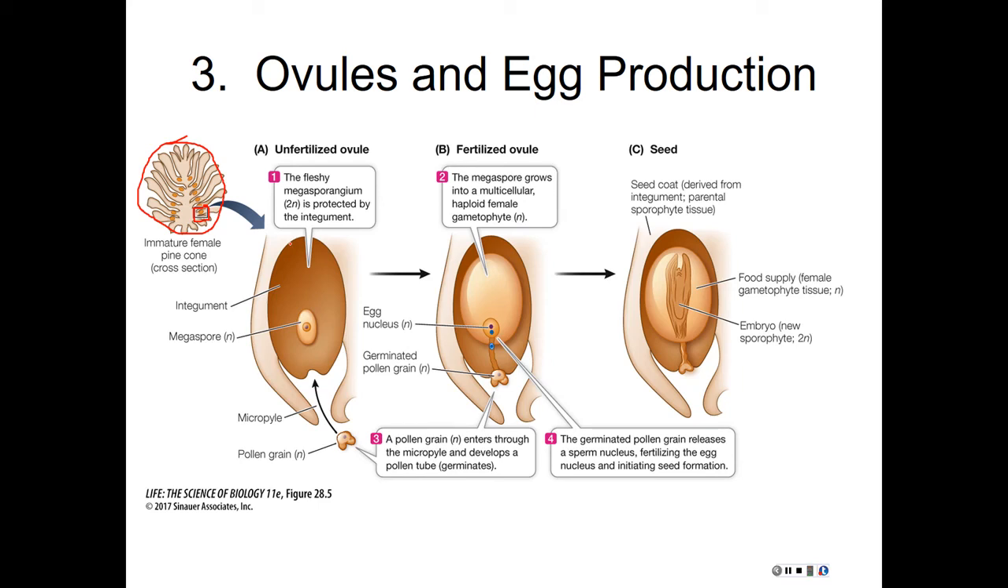So within this megasporangium, we have this megaspore here. This structure right here. The megaspore is going to develop into the female gametophyte, which produces an egg. Actually, I want to use the word megaspore.